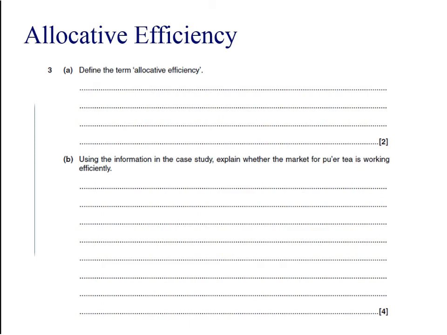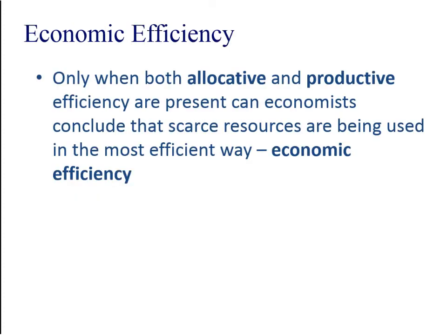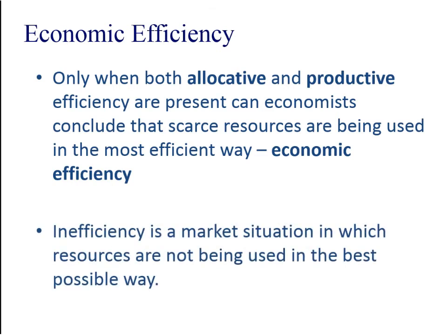Okay, so we know that we may not get a situation where things are allocatively efficient, but we should get a situation where things are allocatively efficient, but sometimes things go wrong. Okay, so only when it's both allocatively and productively efficient do we conclude that scarce resources are being used in the most efficient way. So this is something that OCR call economic efficiency, and inefficiency is where, therefore, resources are not being used in the best possible way.